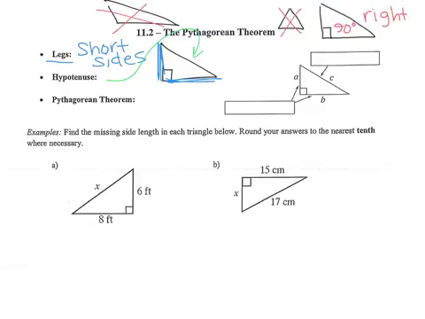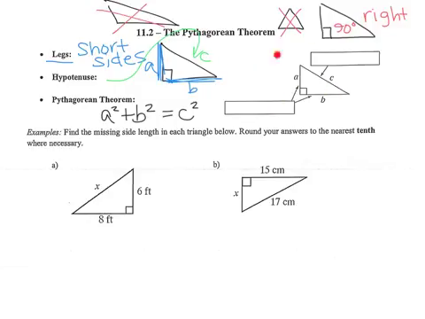The Pythagorean theorem is a formula that you can use to find a missing side in a right triangle. So the formula is a squared plus b squared equals c squared, where a and b are the legs and c is the hypotenuse. So if you add the legs squared, you're going to get the hypotenuse squared.